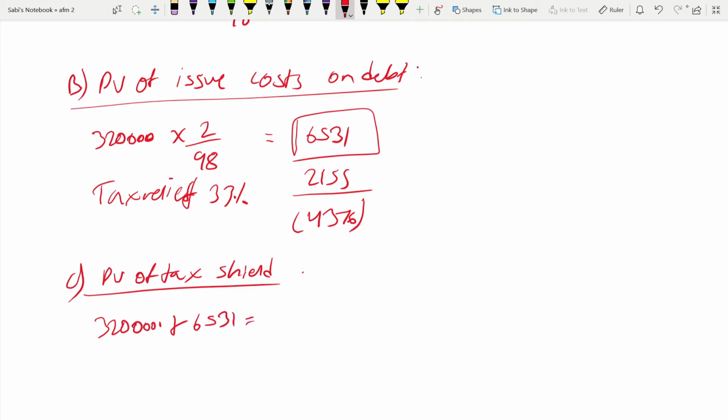6531, which will be equal to, here you have to find out, okay? You have to have a little bit of common sense. Debt is not given, the amount, but you have to find the debt indirectly like this. First you have to find the amount of the loan, then you have to find the amount of the interest, then only you will get the tax shield. 326,531.